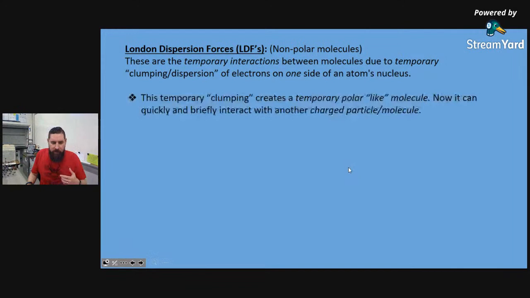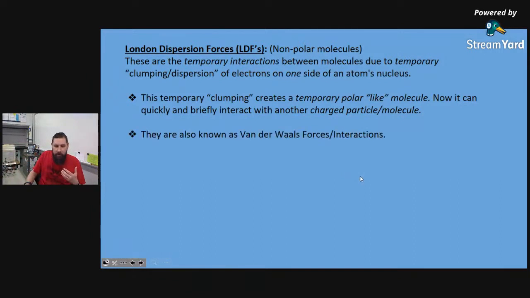So when we look at this, again, it's a temporary clumping due to all the electrons in motion within a molecule suddenly ending up on one side just through random chance. And as they end up on that one side, I get a region of negative charge, which leaves me a region of positive charge, and that can then induce polarity in those other molecules. Other thing, London dispersion forces are also referred to as van der Waals forces or van der Waals interactions.